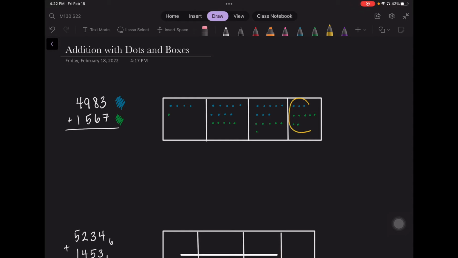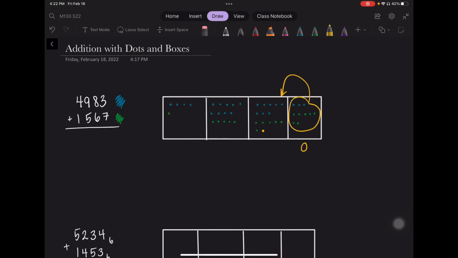So these 10 right here actually become a single dot in the next box over, which means I have none left over, and that is a 0. Let's count how many dots we have in this next box. We have 1, 2, 3, 4, 5, 6, 7, 8, 9, 10, 11, 12, 13, 14, 15. Remember, 10 becomes a single in the next box over. I had that power 10 and I move it over. I have 1, 2, 3, 4, 5 remaining.